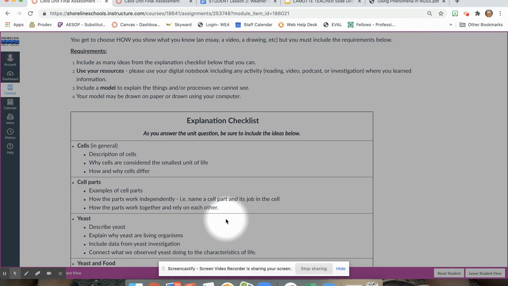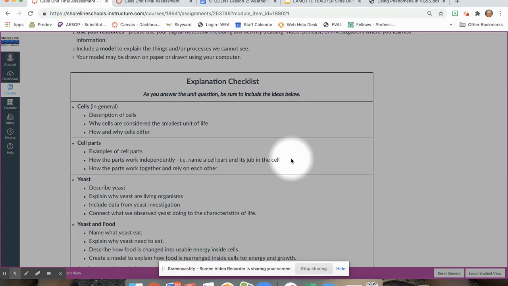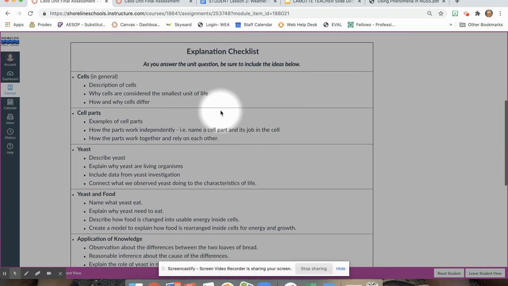There is no difference in the amount of points that you get depending on the style that you give your information. So in other words, I don't care how you show me what you know. I'm not going to change the amount of points for how you show me. The only thing that will give you points is your demonstration of mastery. And that is all explained down here in this explanation checklist.